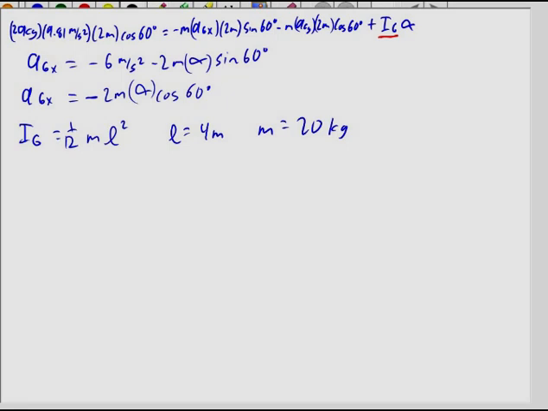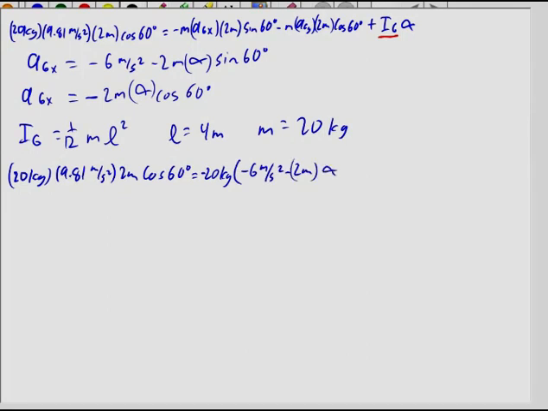So first thing we've got 20 kilograms, 9.81 meters per second squared, 2 meters, cosine 60 is equal to 20 kilograms. Forgot my negative sign, is my negative sign. And then we put the acceleration in the x direction, which would be negative 6 meters per second squared, minus 2 meters times alpha times the sine of 60. Then we have to multiply all that times 2 meters times the sine of 60 degrees again.